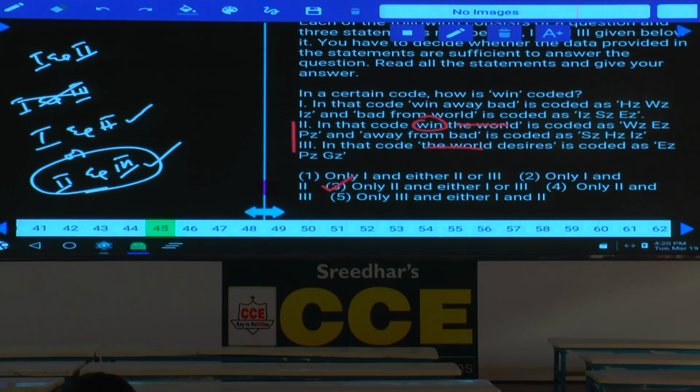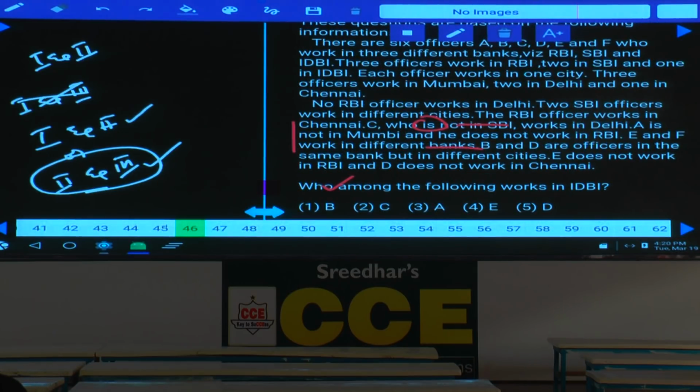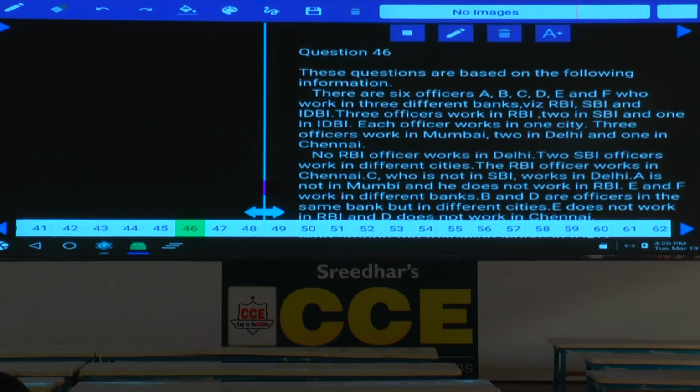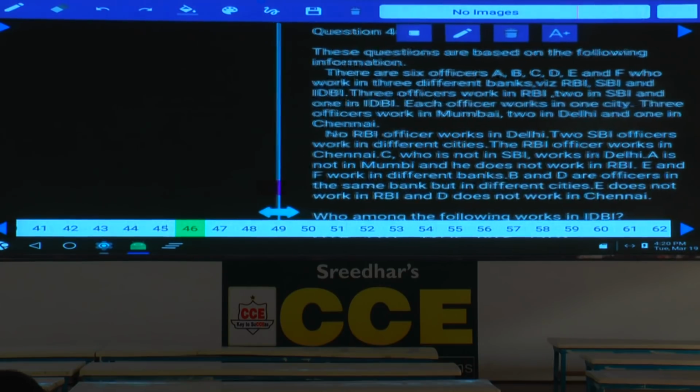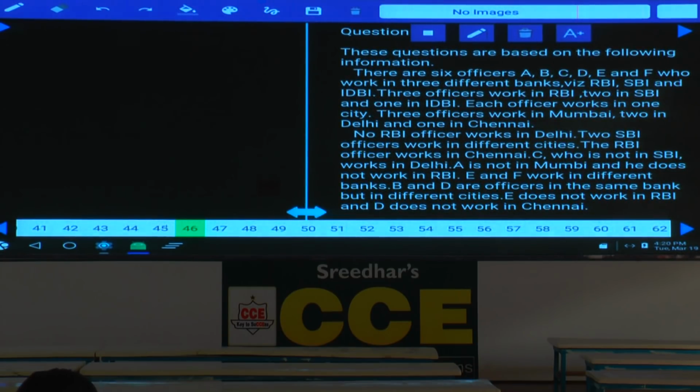Done with this? Now this is about question numbers 41 to 45, data sufficiency based on 3 statements. Then 46 to 50. Now in these question numbers 46 to 50, there are 6 officers A, B, C, D, E and F, who work in 3 different banks: RBI, SBI and IDBI.